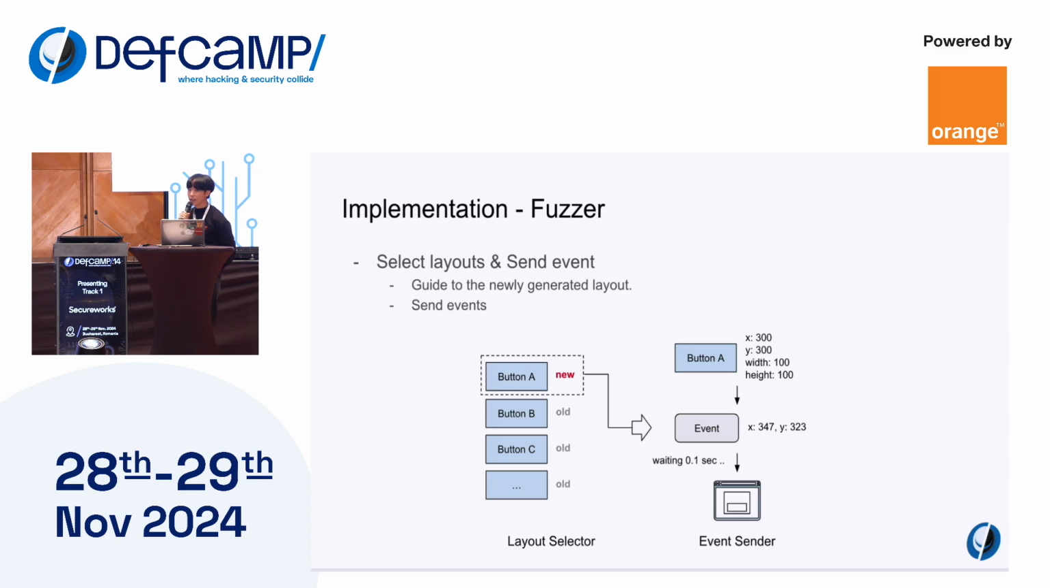Next, we select a layout with a higher priority. As I mentioned earlier, we send events to the newly generated layout following the layout guided approach. Then the event sender sends an event to the selected layout. And that's it. Quite simple, right? We just repeat these steps: fetch the layout, select the layout, and send the event. However, it's important to note that we record information during fuzzing to reproduce the bug.